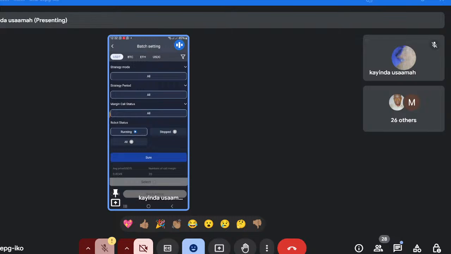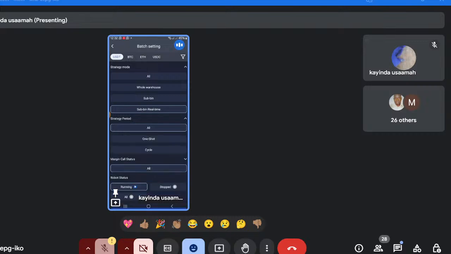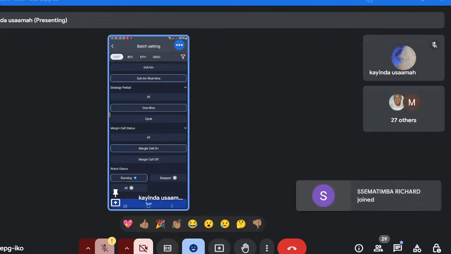The robot is asking you, what do you want to do? So you can tap here and say, I want to put all my trades in Wallet Warehouse or Sabobi in real-time settlement. Strategy period, I want all of them in one shot. Margin call status, I want my margin call to be on. Then you tap, and the robot asks you, robot status, which coins are you choosing? The running coins, the coins I stopped, or all of them? I say all. When you tap all, Royalty is going to select 80 coins from the list of all tokens on RoyalQ, and it will give them the same settings.